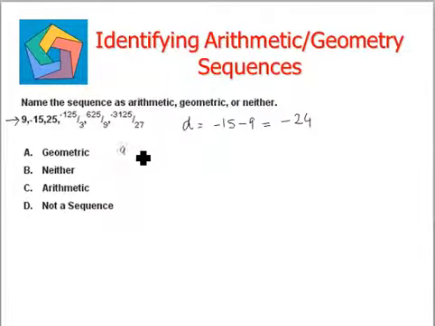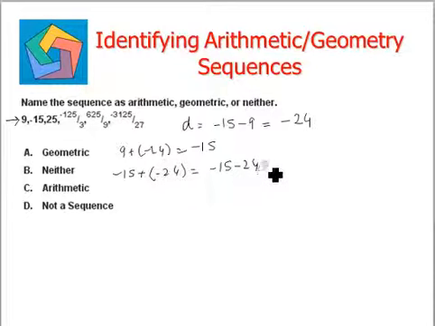We add a negative 24 and we get negative 15. Now if we add a negative 24 to negative 15, let's see what we get. Negative 15 minus 24, which is equal to negative 39. This is not my third term. The third term in the given sequence is 25, so this is not an arithmetic sequence.